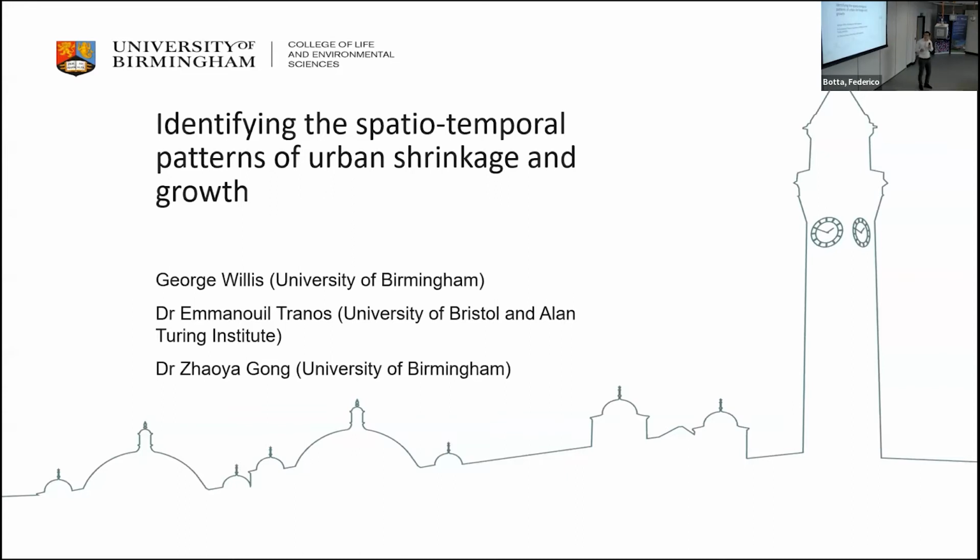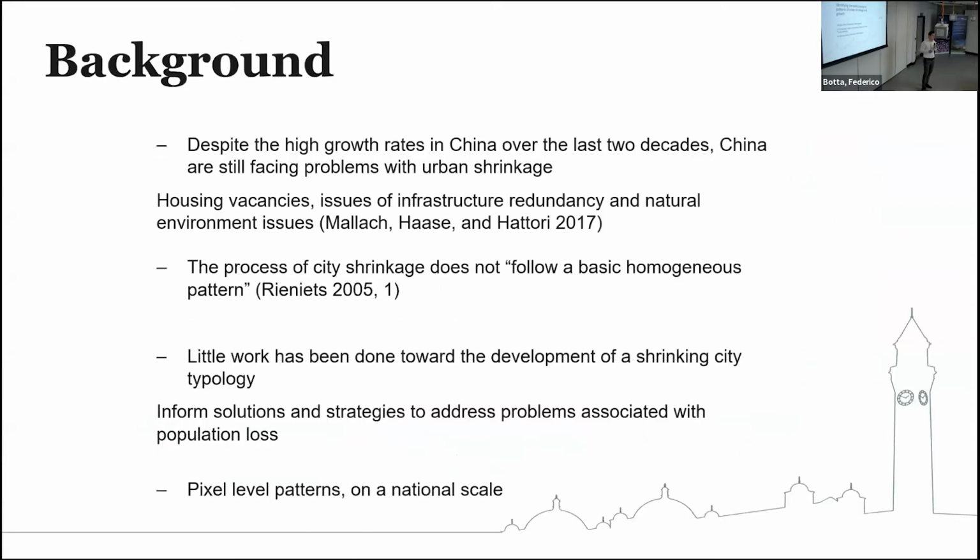My PhD is based on urban shrinkage in China, and this particular bit of research looks at the spatio-temporal patterns of said research. As we all know, China's been facing massive amounts of urban growth over the last 3 decades. But this is not homogeneous across all of China. There are some cities and regions facing problems with urban shrinkage, i.e. the loss of population. And with that comes housing vacancy issues, issues of infrastructure not being used properly, and natural environment issues. So it's a big problem.